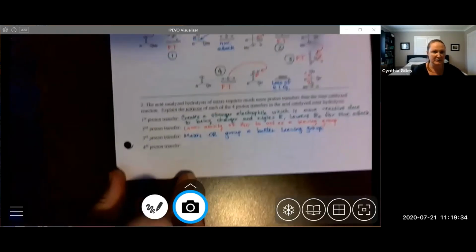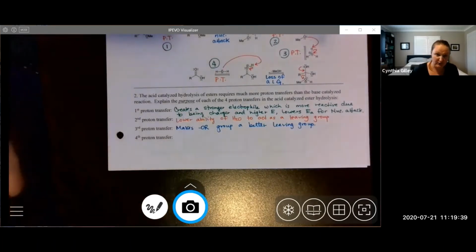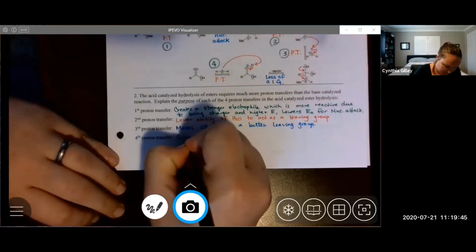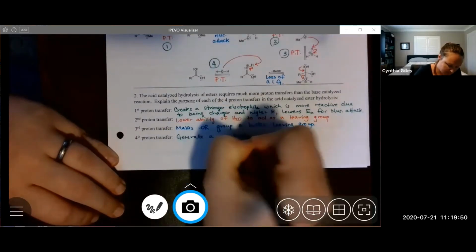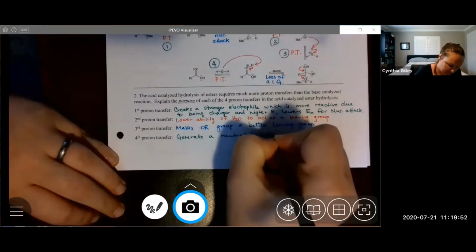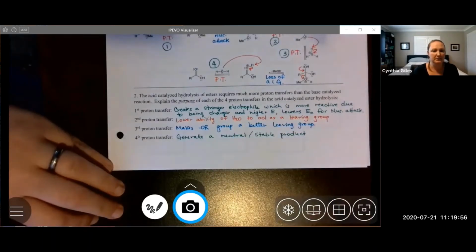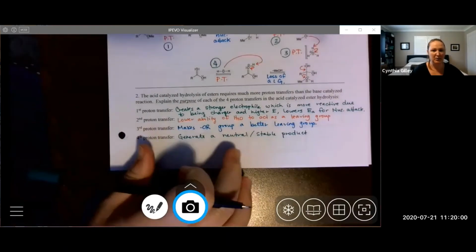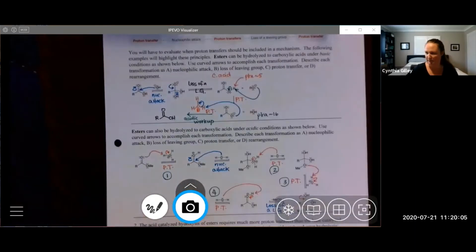And the last proton transfer, the point is to generate a neutral product, right? Maybe. So a neutral, let's say, stable product. Okay, I don't know, it's kind of weird to think about the point of all the proton transfers, but I guess that's what I would say, the point of that one.